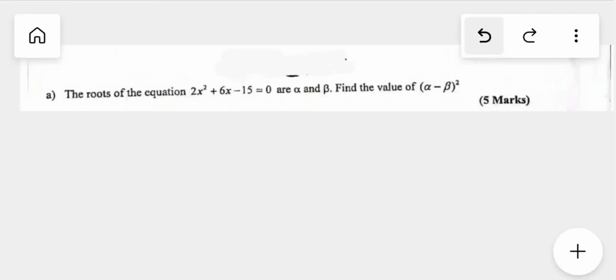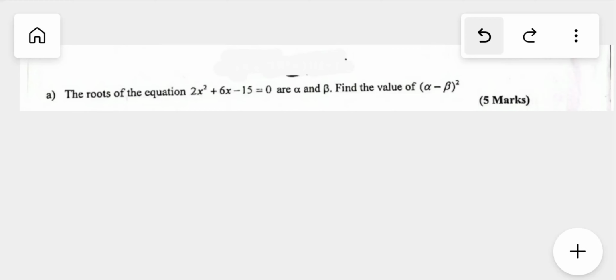Okay, so here we've been given this question. The roots of the equation 2x² + 6x − 15 = 0 are alpha and beta. Find the value of (alpha − beta)².